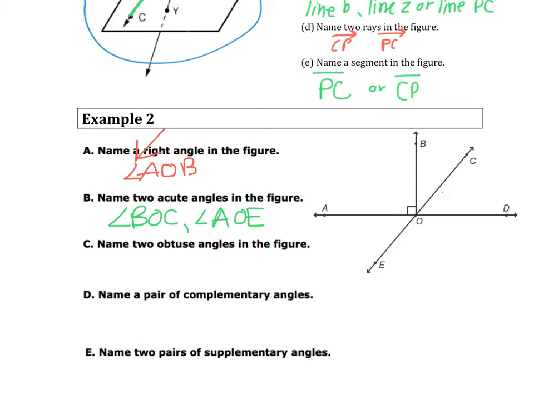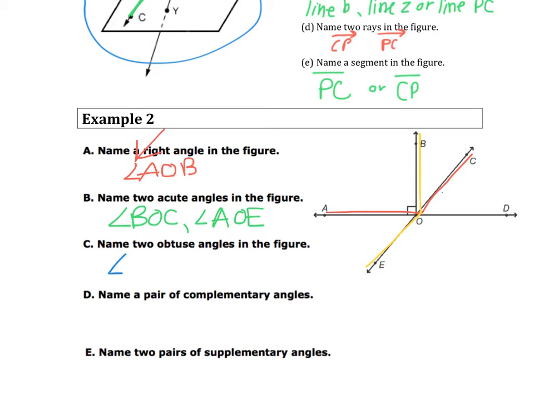Name two obtuse angles. Obtuse are larger than 90. So that would be something like AOC, that's obtuse. And also I'll change colors so you can see it, EOB. They're both bigger than 90 degrees. So let me write those down.